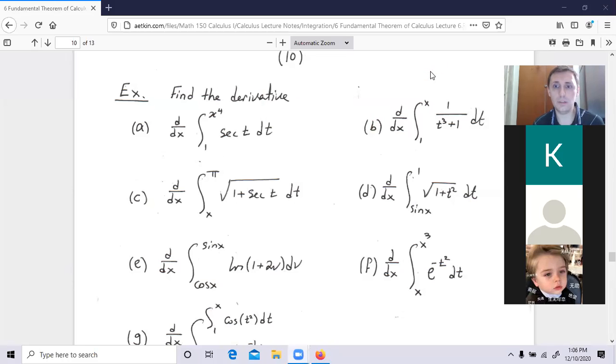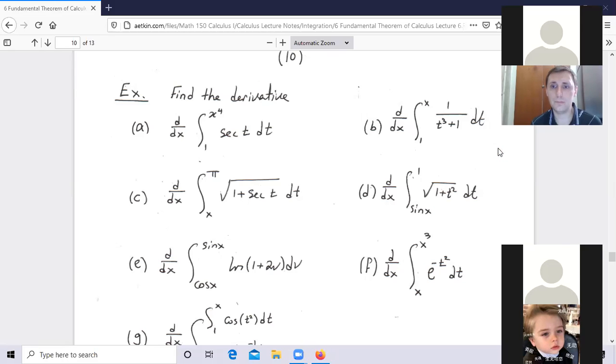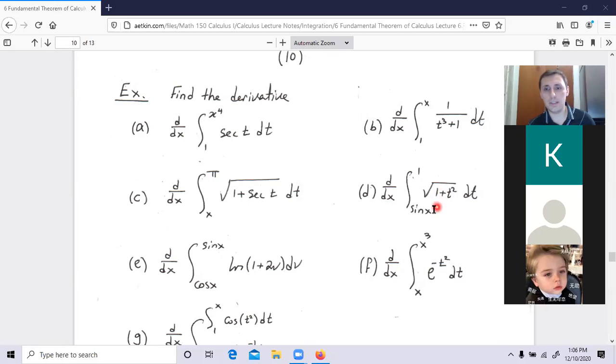Okay, Irvin, good. So the answer to D is what? There would be a negative because sine is on the bottom. So the answer should be what? Should be negative root of 1 plus sine squared x multiplied by the derivative of sine, which is cosine. Good.